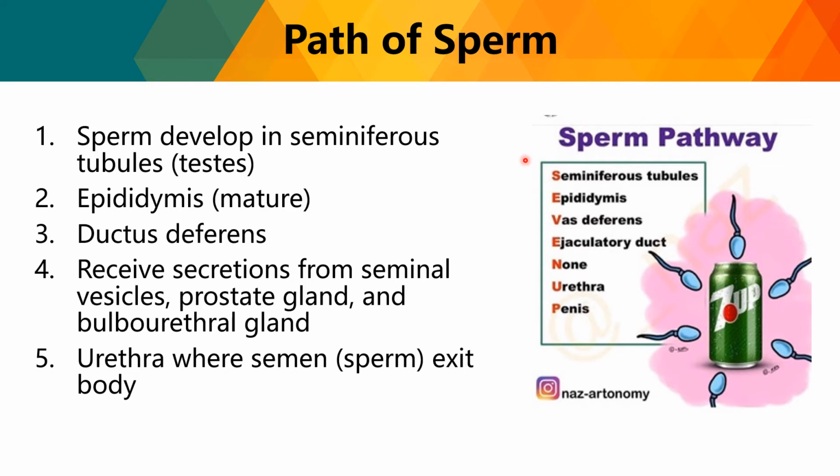So please go back to the different images or the structure of the testis in your book and from this presentation for you to be able to map out how the sperm comes out from the seminiferous tubules going to the penis. Okay?